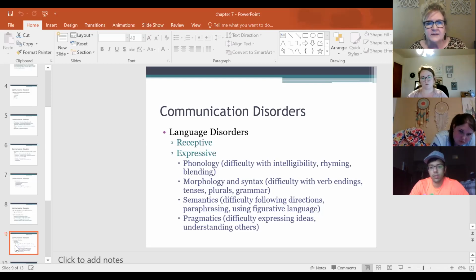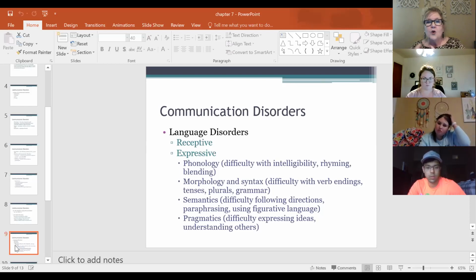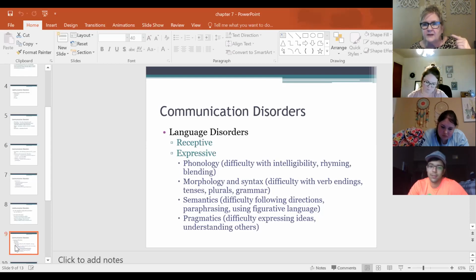Morphology and syntax are impacted when there's difficulty with verb endings or tenses or plurals or grammar. Now, Wesley had problems with this. He would say, "I runded very fast." He didn't connect with "I ran," that irregular tense. And so he would say, "I randed."